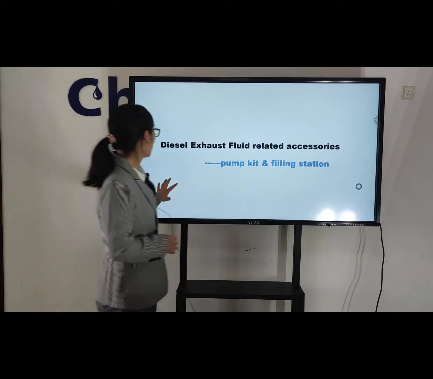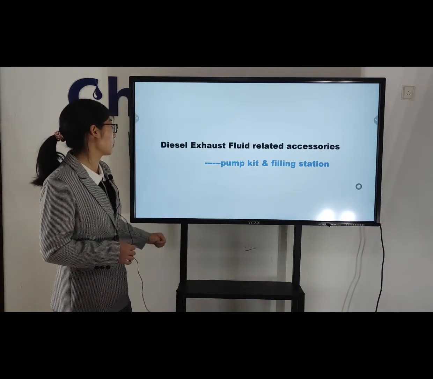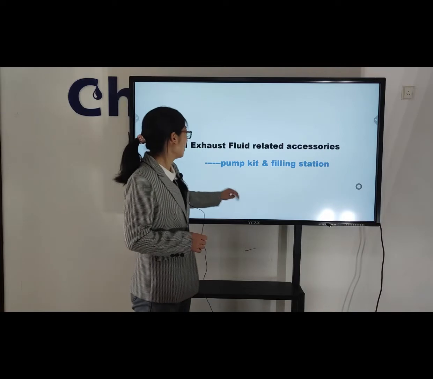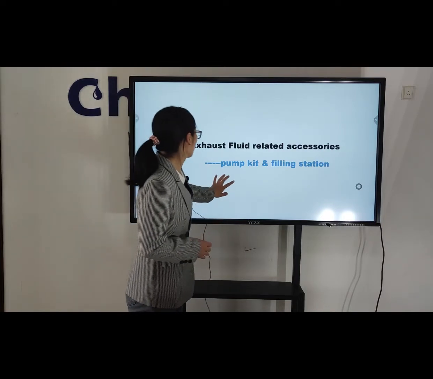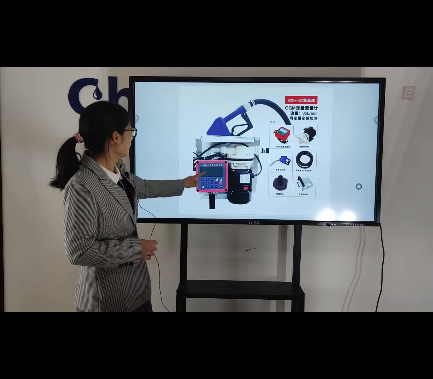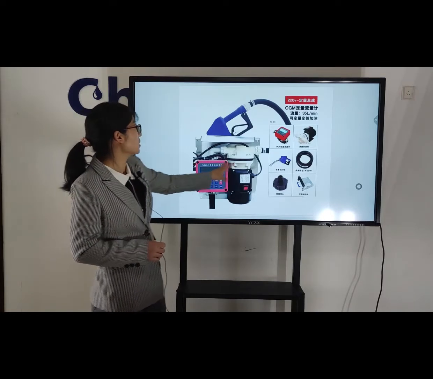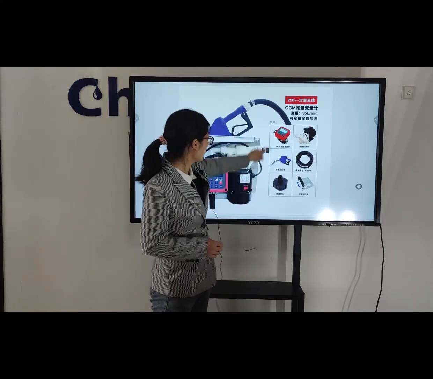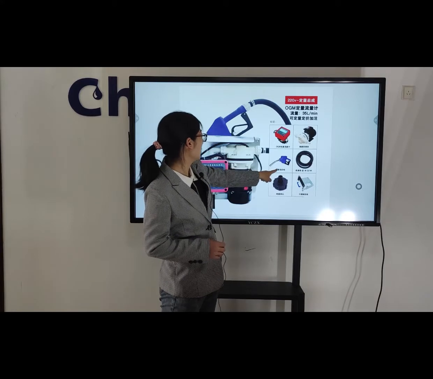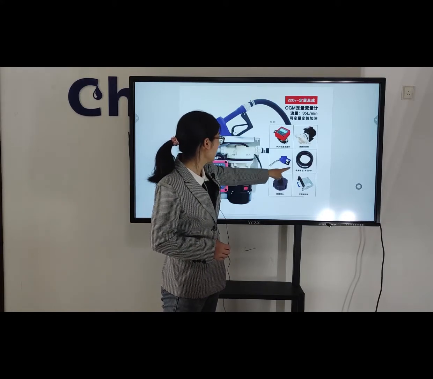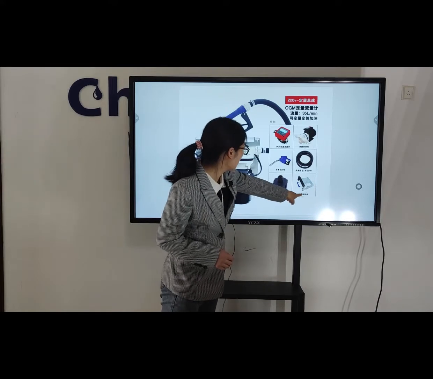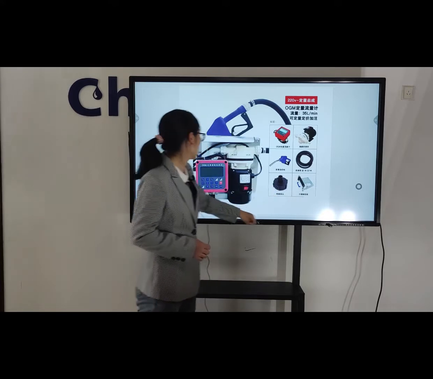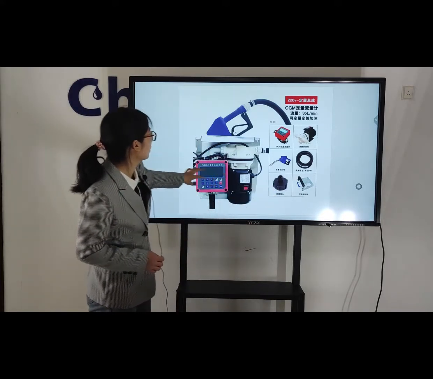And next we will introduce the related accessories about the DEF, that is the pump kit and the filling station. The pump kit mainly includes this part. First is the pump body. Here's the flow meter. Here's the nozzle, the filling gun, the hose. Here's the bracket, the pump bracket. And this is the IBC connector. Okay, here are the main parts.